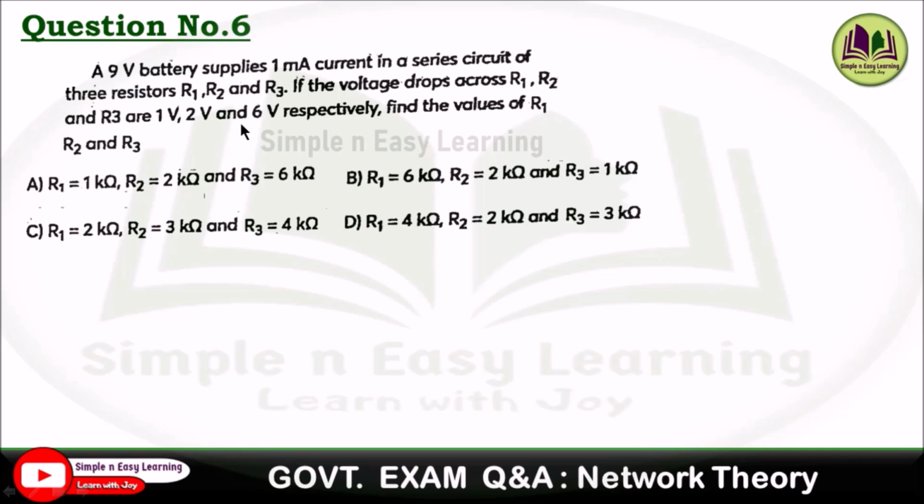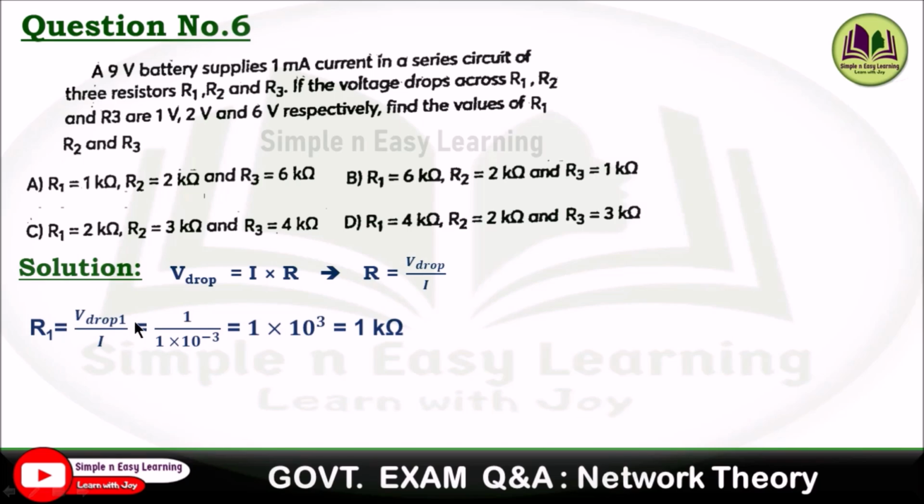So the voltage drop is given in the problem and the current is given. We are going to find the resistance value. Solution. So the voltage drop is given as I into R. So from there R is equal to V drop divided by I. So voltage drop for the first resistance R1 is 1 volt divided by I, which is 1 milliampere. So convert into ampere, 10 power minus 3. Bring this 10 power minus 3 to the numerator, it becomes 1 into 10 power 3. So that is 1 kilo ohm of resistance.